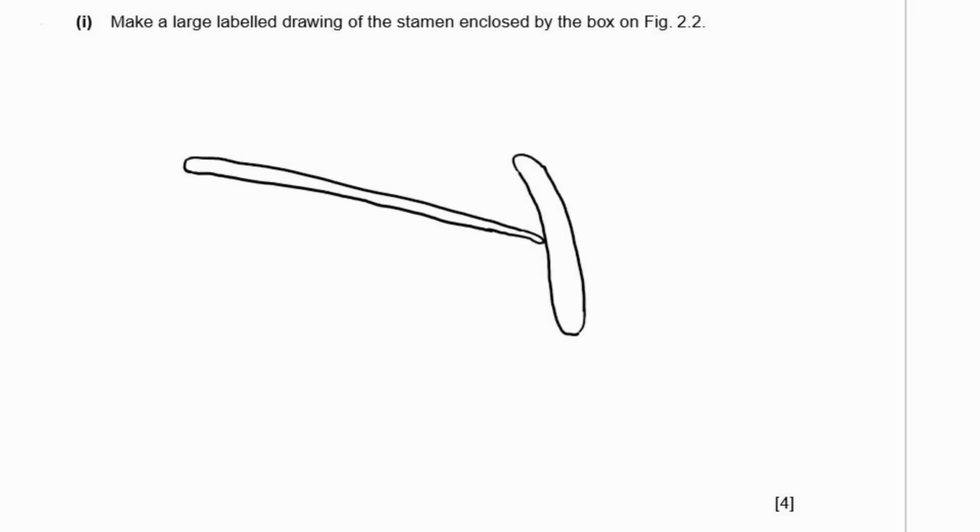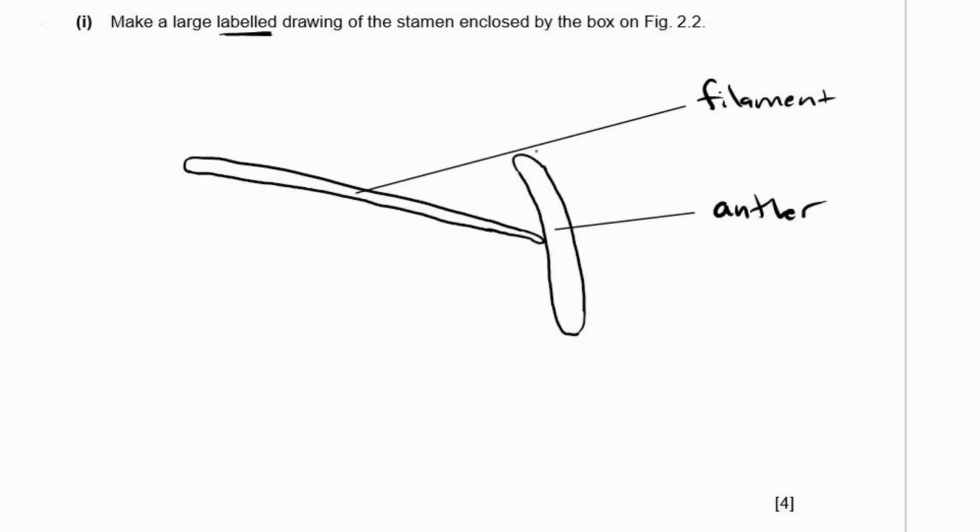Okay, so that's a reasonable drawing. It's not great, but it will probably get you the marks you need, other than I'm missing the labels because it says a large labeled drawing. So let's label this drawing. We have 2 things we're labeling: the anther and the filament. So I'll do a line to the filament, and I'll do a line to the anther. Now we just have to label those. So we have the filament and the anther. The lines do not cross.